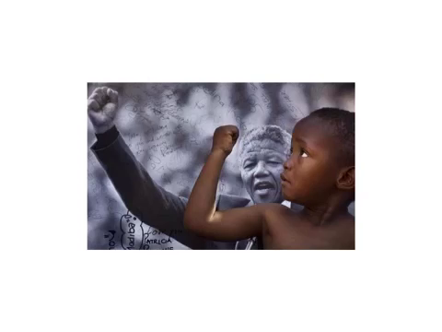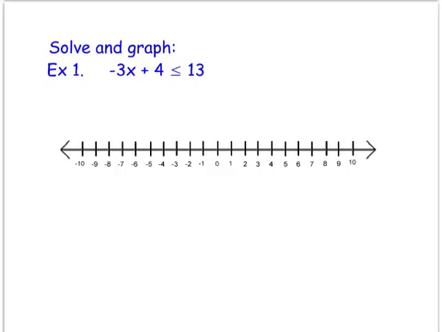Alrighty, let's get started. What we're doing today is we're going to do two-step inequalities with negative coefficients. Now, what is a negative coefficient? Well, this thing right here is a negative coefficient. And we've done one step, but now we're amping it up to two steps. So I am sure you guys are excited. Woohoo! Are you ready?